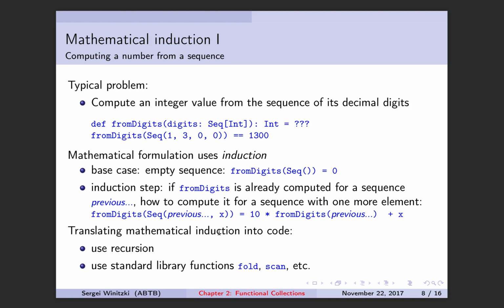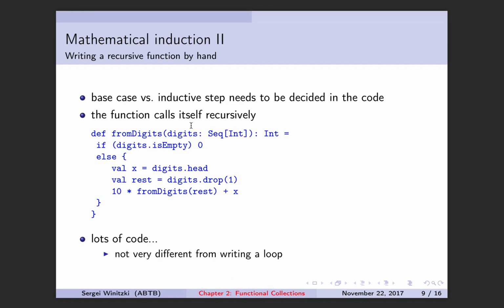Mathematical induction can be translated into code in two ways, either by directly using recursion or by using standard library functions such as fold, scan, and so on. First, I look at how to use recursion by hand. Here's an example of a recursive function called fromDigits. It calls itself. I explain how this function works and show that this is not necessarily very convenient.